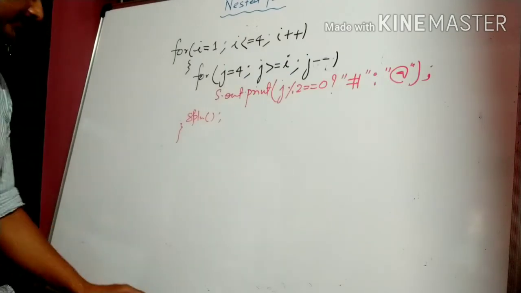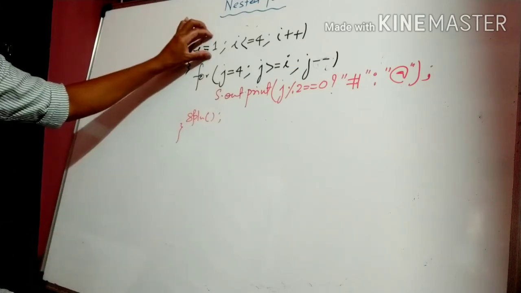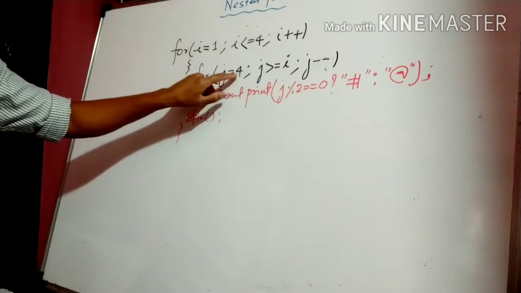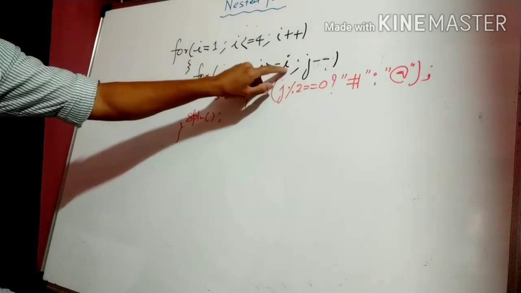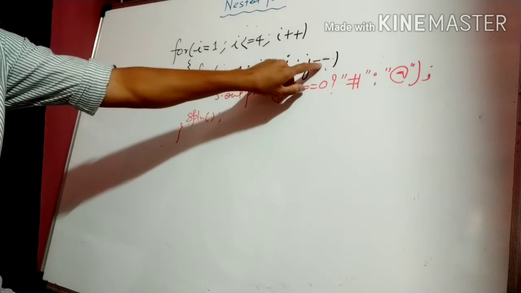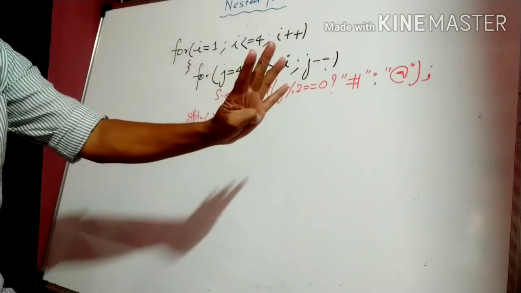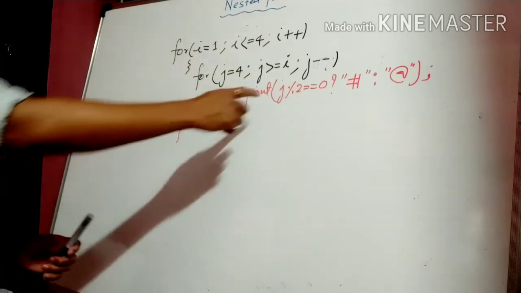In this example, again a nested for is there. This loop will execute 4 times. The inner for will start from 4 to i. What is i? That is 1. So bigger to smaller, that means greater than, and minus minus. It means when the value of i is 1, this loop will execute 4 times: 4, 3, 2, 1.